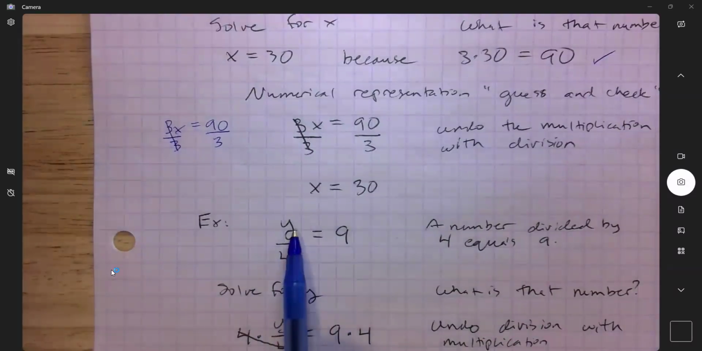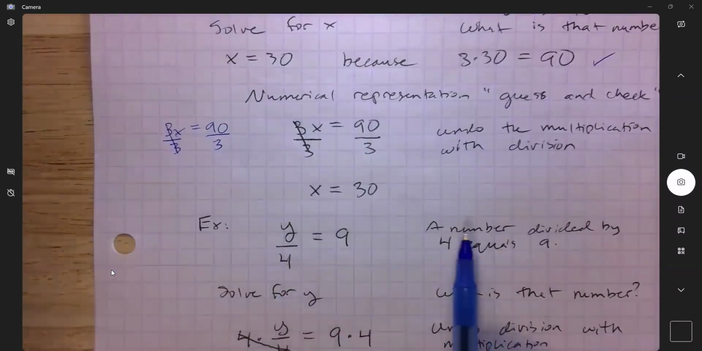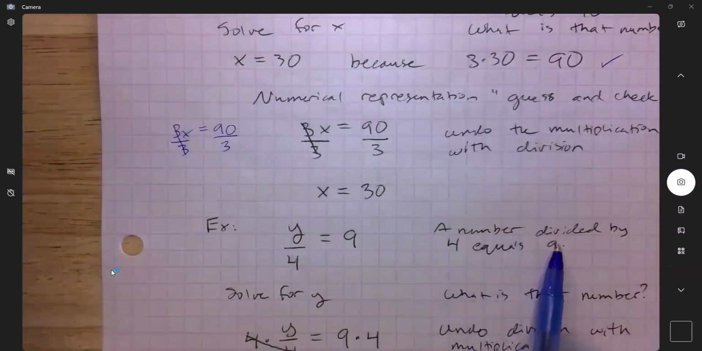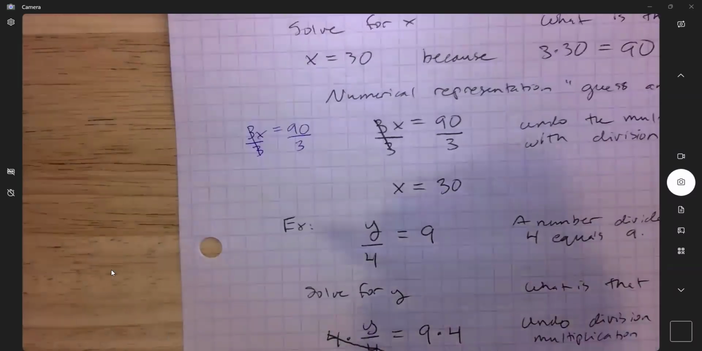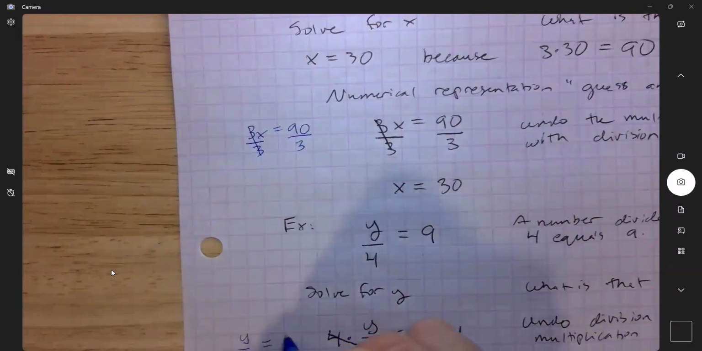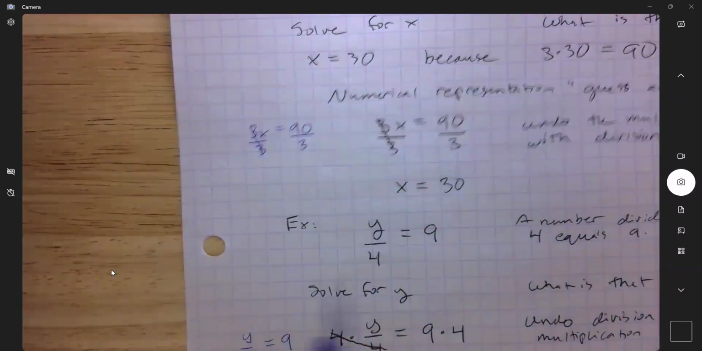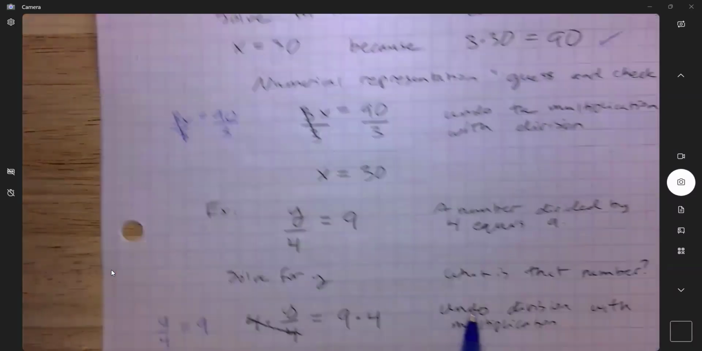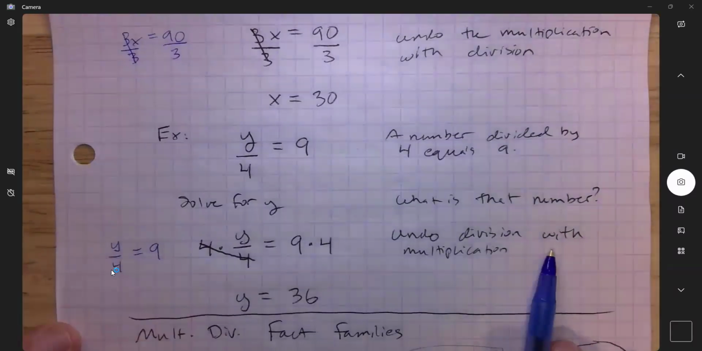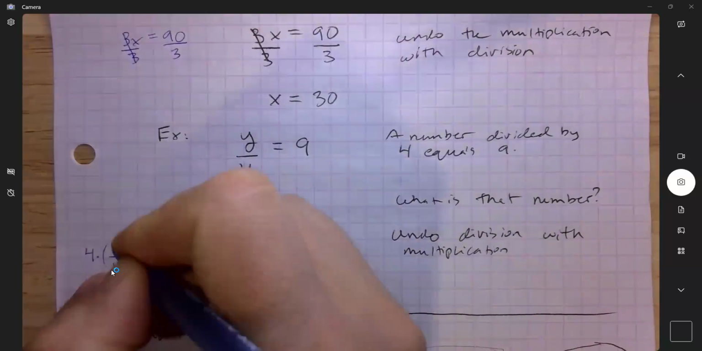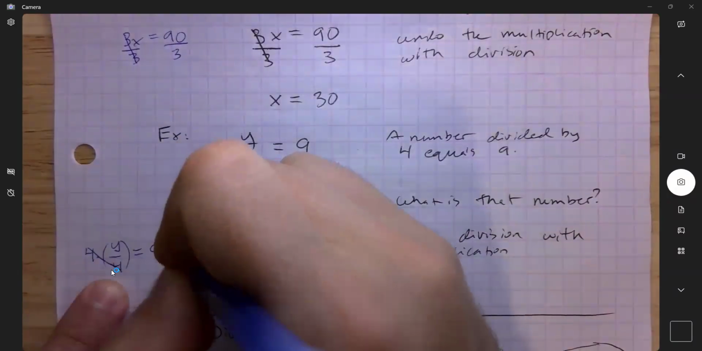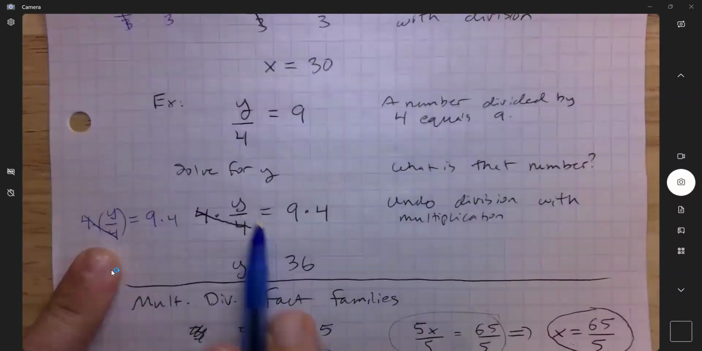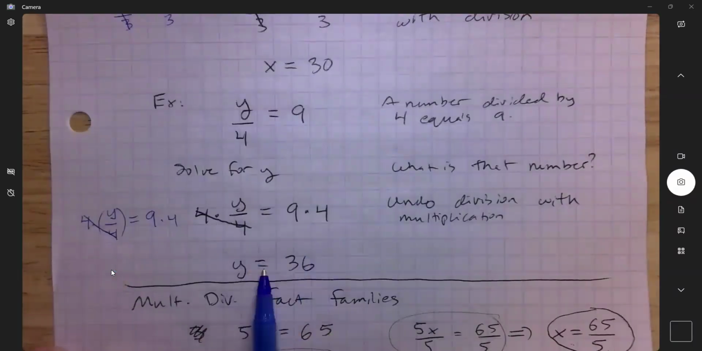Another example, y divided by 4 equals 9. A number divided by 4 equals 9. If we solve for y, we are asking what is that number? So if I were to do this by hand, I start with y divided by 4 equals 9, and sometimes we say y over 4 equals 9. To undo division, I use multiplication. So I'm going to multiply both sides by the 4, and those 4 over 4 cancel, and it leaves me with y equals 9 times 4, so y equals 36.